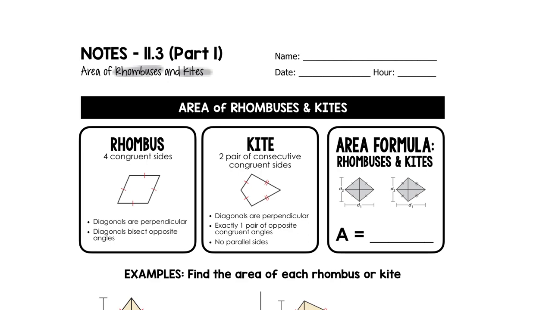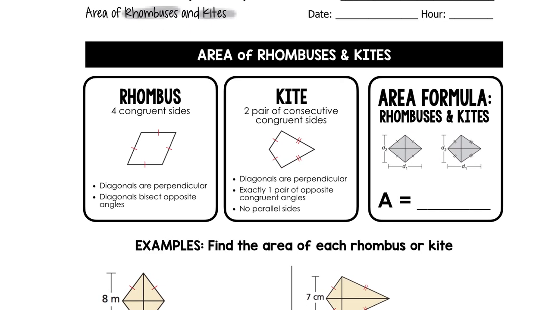So a rhombus, as we know from chapter 7, has 4 congruent sides. We see that from the markings on the diagram. There are some properties about rhombuses that we want to remember that will help us in this particular section. The first one is that the diagonals are perpendicular. So remember the diagonals go across the shape like that. And we know that they're perpendicular. And then the diagonals also bisect opposite angles. So they do cut those angles in half.